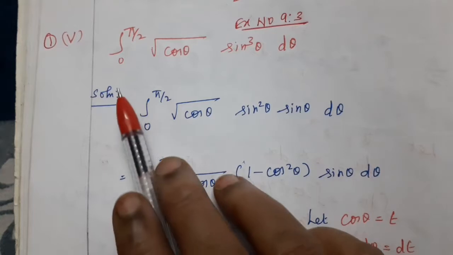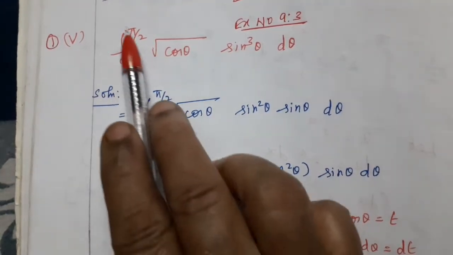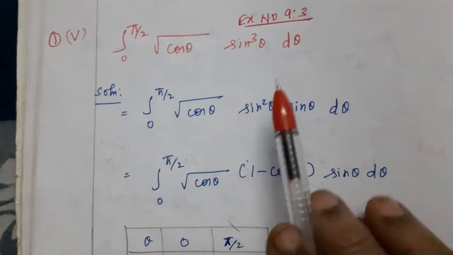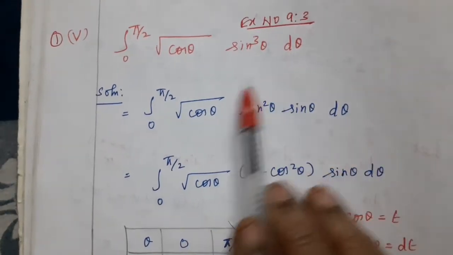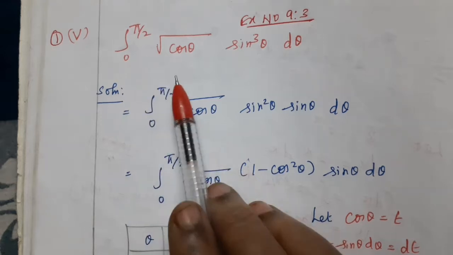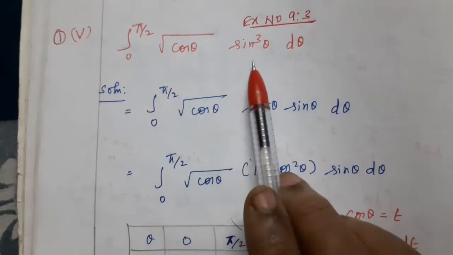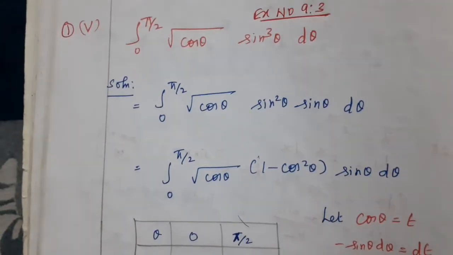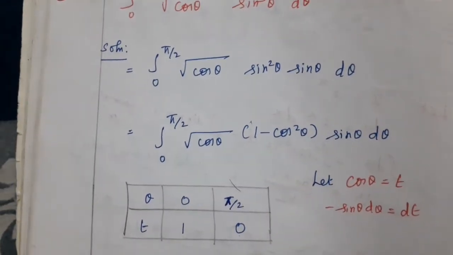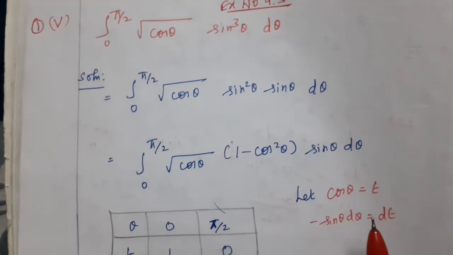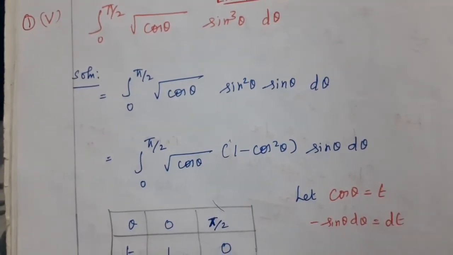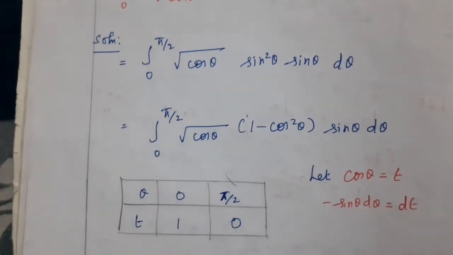So what is exercise 9.3, first sum? Zero to pi by 2. What is the integral? Integral from 0 to pi by 2 of square root of cos theta into sin cube theta d theta. Here we need some simplification because there is no direct formula for this one. So we are going to use a change of variable to do the calculation.